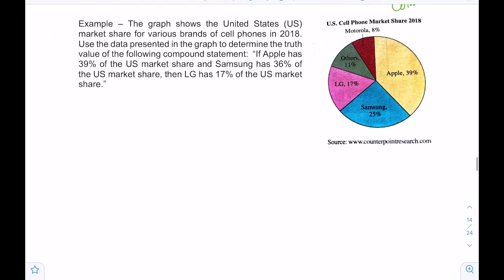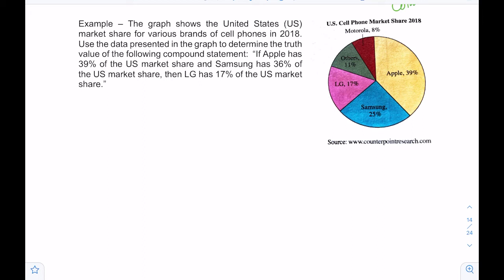Let's look at an application. Take a second to read the problem. Feel free to pause, and then we'll do this together. The graph shows the United States market share for various brands of cell phones in 2018. Use the data presented in the graph to determine the truth value of the following compound statement.